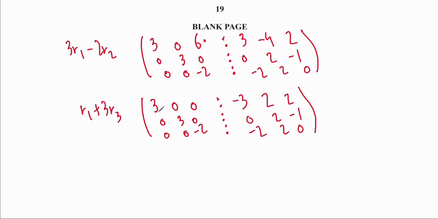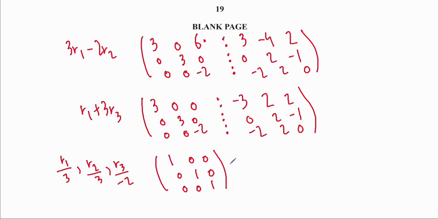Now what do we do? Okay, we want to get a 1 over here, 1 over here, and 1 over here. So I can do row 1 divided by 3. I can do row 2 divided by 3. Then I can do row 3 divided by negative 2. So what do I end up getting? I end up getting 1, 0, 0. I'm getting 0, 1, 0. And I end up getting 0, 0, 1. So now that's done. And then the imaginary line right here.